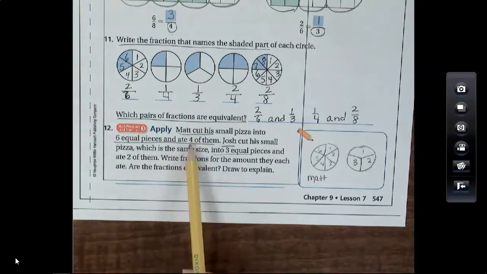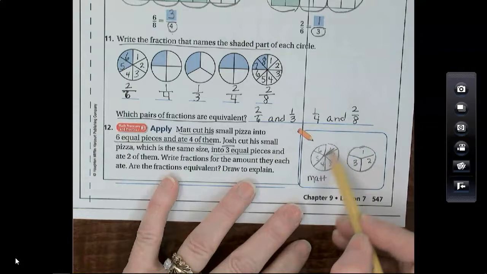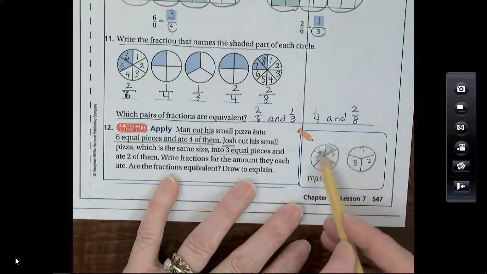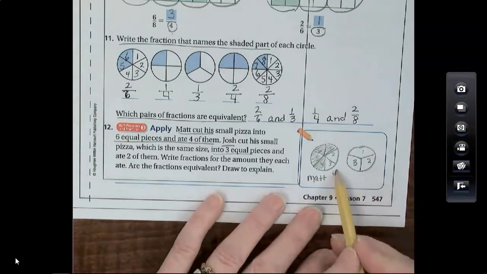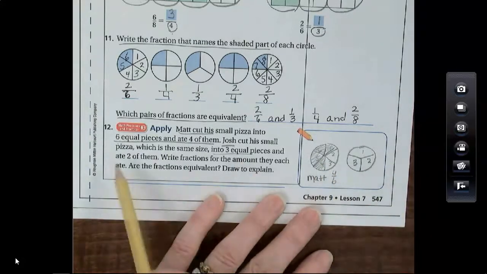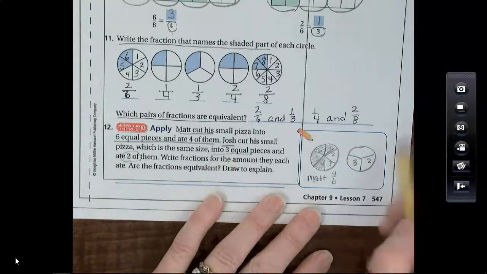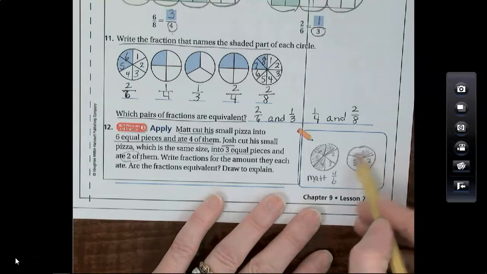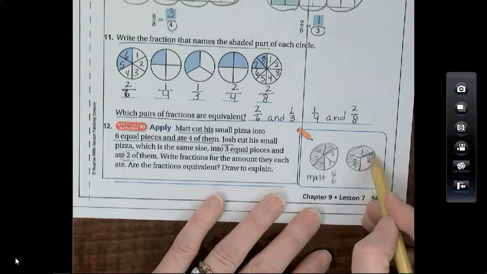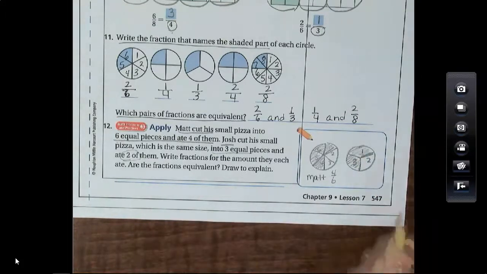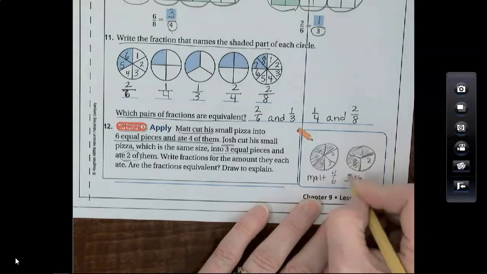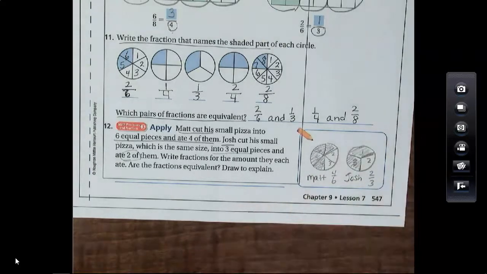So Matt eats 4. So he'll eat 1, 2, 3, 4. He ate 4 out of 6. And Josh ate 2 out of 3. So Josh ate 1, 2. Okay. So then this is Josh, and he ate 2/3 of his. Now, Matt ate 4/6 and Josh ate 2/3.